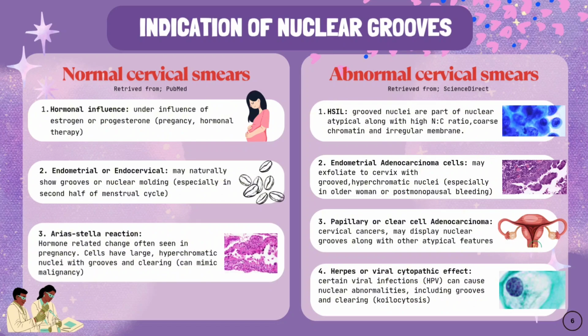Additionally, endometrial adenocarcinoma cells can exfoliate into the cervix. The cells often have a groove and hypochromatic nuclei, particularly in older women and those with postmenopausal bleeding. In clear cell and papillary adenocarcinoma, which are types of cervical cancers, nuclear grooves may also be present, along with other atypical features. Lastly, viral infection, especially HPV, can cause nuclear abnormalities like grooves and clearing. This is referred to as koilocytosis, which is a hallmark of the viral cytopathic effect in cervical cancer.